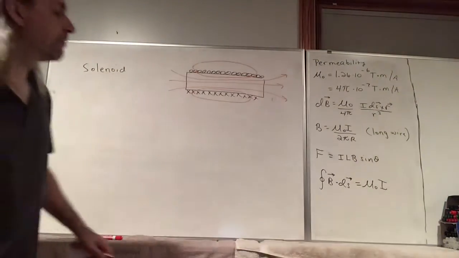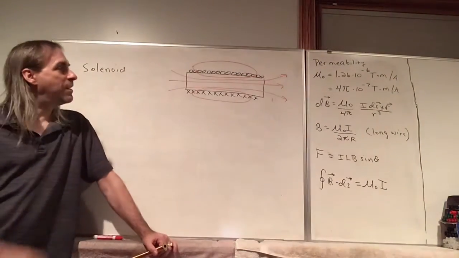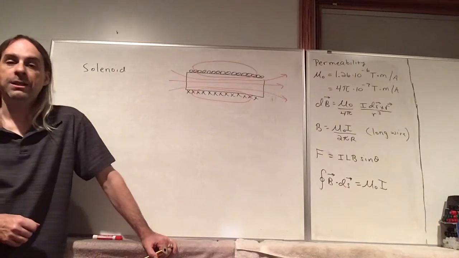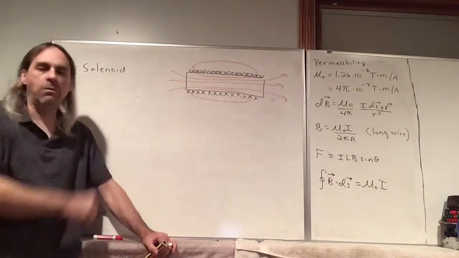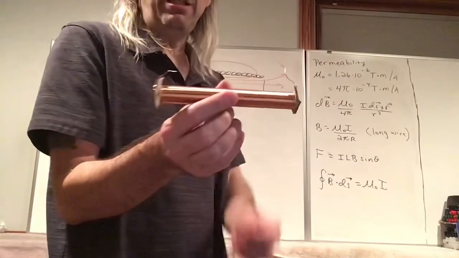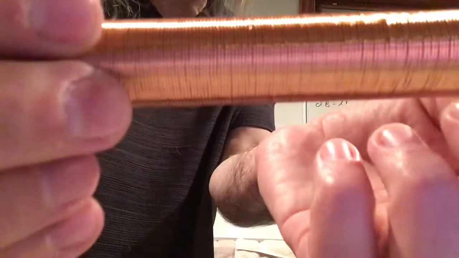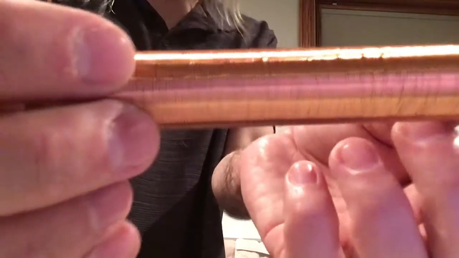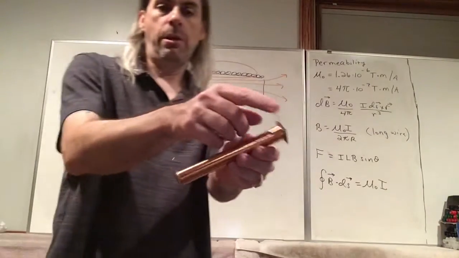Hello, class. So we're going to talk about a device called a solenoid. I drew one here, but I have an actual solenoid here. Basically, it's just a cylinder, and if I hold it up, you can see this is just one wire that's wrapped around it many, many times. And so you can run a current through it.